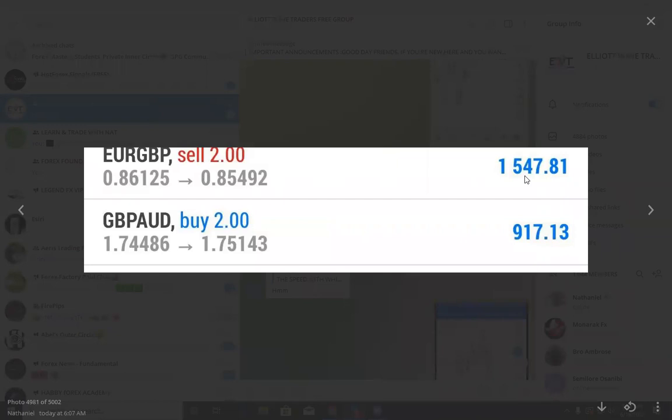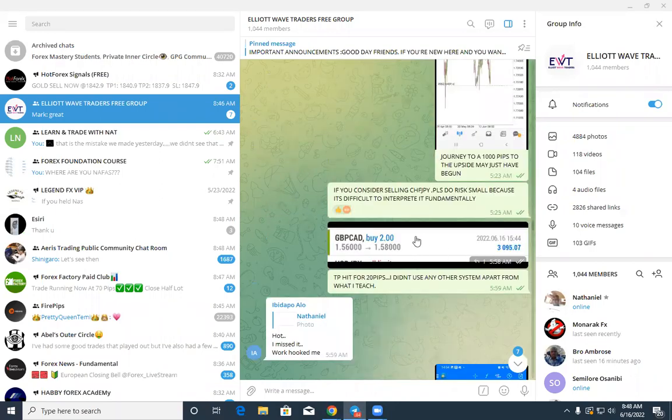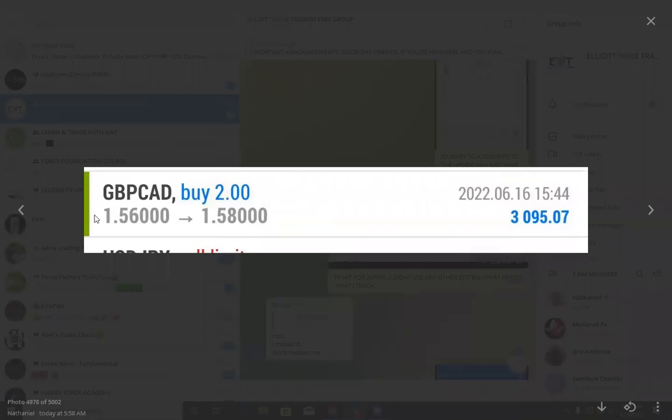Look at Euro GBP. I told you, cut to the downside. GBP/AUD, cut to the upside. They are cut right, left, and center. Look at this one. I just targeted 200 pips on GBP/CAD. Look at it, hit TP. Boom. 200 pips from 1.5600 at my entry. And look at 1.5800, 200 pips. Boom. And right now it is making 340 pips to the upside.